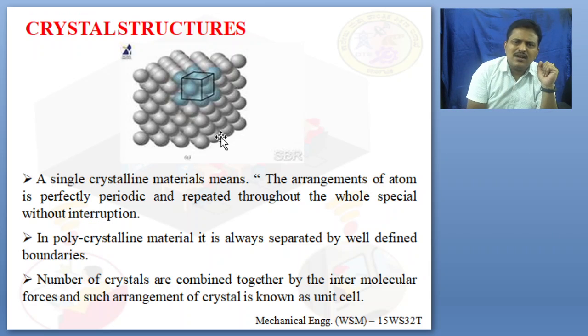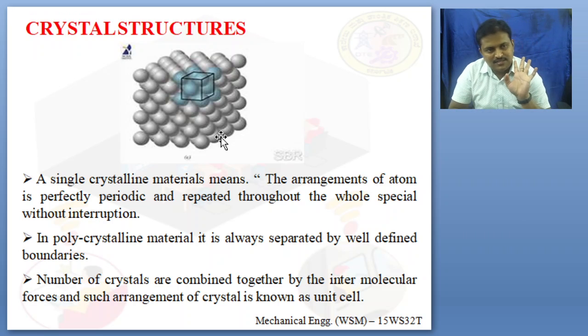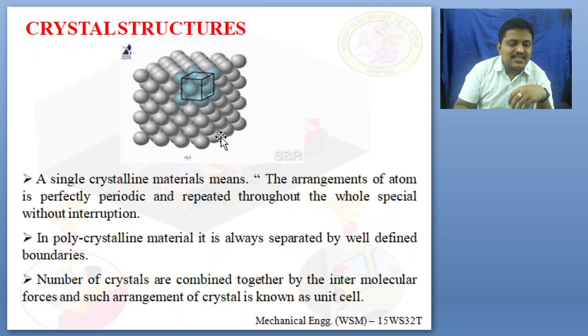Atom is a very small particle. Size is 10 to the power of minus 10 meter. Atom consists of three things: electrons, protons, and neutrons. After that, we saw what is crystal structure.